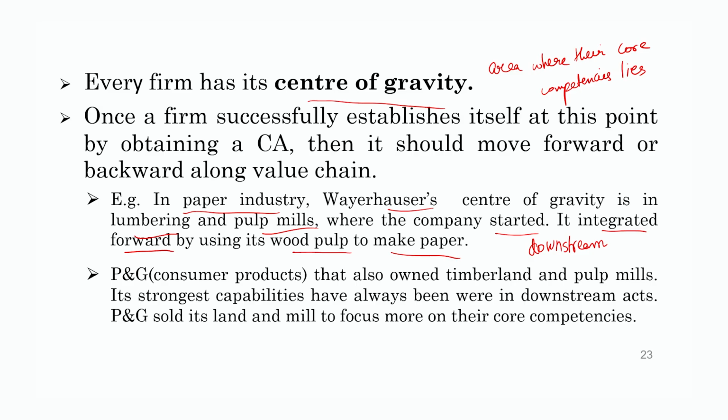On the other hand, P&G, which is a consumer products company as we all know, once upon a time had its own timberland and pulp mills. However, the company's strongest capabilities, its center of gravity, has always been in downstream activities. So what did the company do? They sold their land and mills in order to focus more on their core competencies. This is the purpose of doing industry value chain analysis.